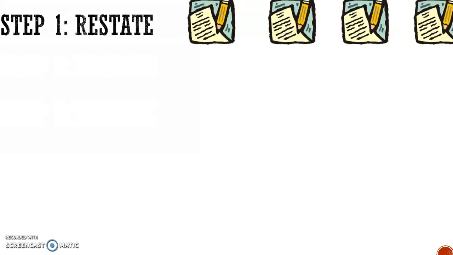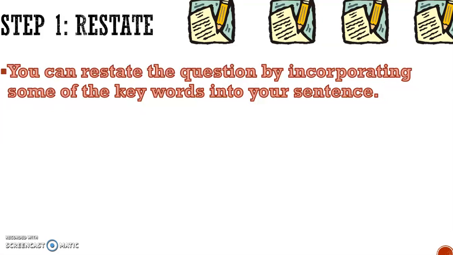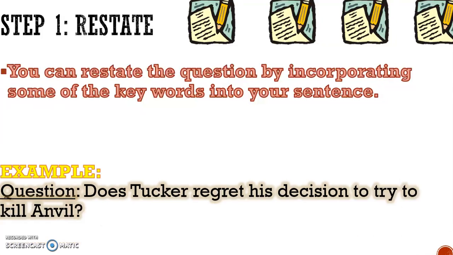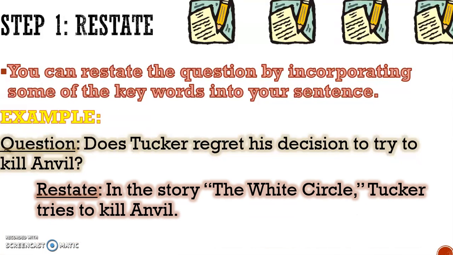Step 1, when you're writing a short response, is to restate the question. You can restate the question by incorporating some of the key words into your sentence. So imagine this example. Let's say I'm going to write a short response on this question. Does Tucker regret his decision to try to kill Anvil? If that's my question, I need to restate it in a way that now gives my reader the information about my topic. For example, here would be my restate.